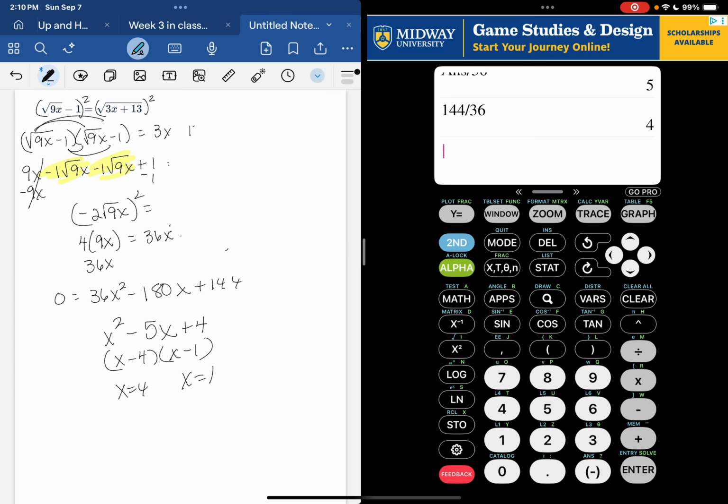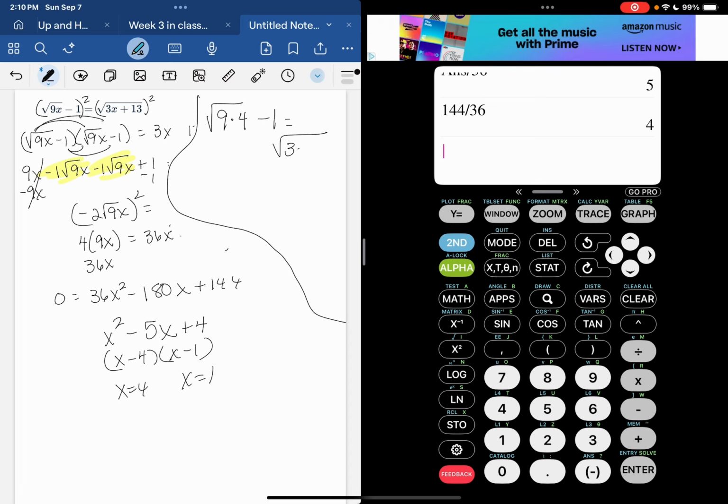So I'm gonna do the square root of 9 times 4 minus 1 equals the square root of 3 times 4 plus 13. So the square root of 9 times 4 minus 1 is the square root of 3 times 4 plus 13. 5 and 5. 5 equals 5. That's true. So 4 is an answer.